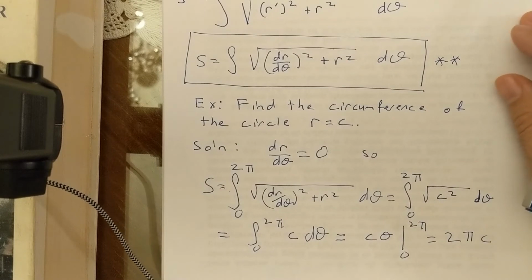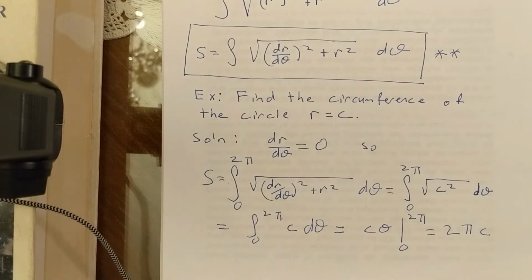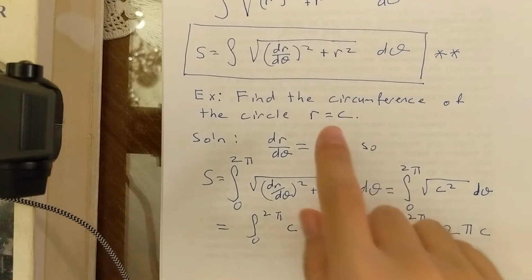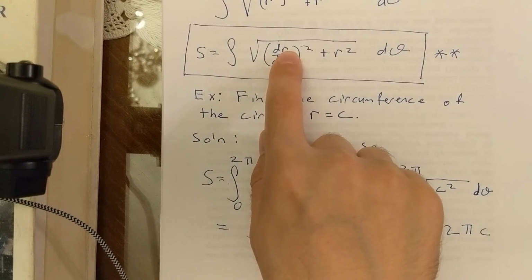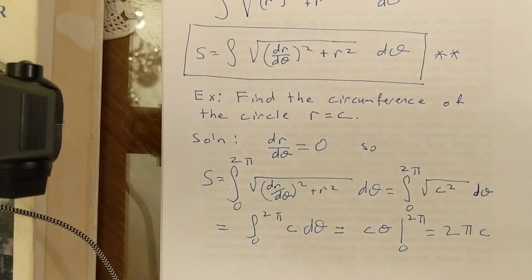Okay, so let's apply this to a very easy problem. I want to find the circumference of a circle with radius c. Again, I'm not calling it radius r because r gets confused. r is the distance from the origin, it's not the radius of anything. In this case r is going to be the radius of something, but I don't want to confuse the r here, which is a function of θ, with the constant here. I just said r equals c.